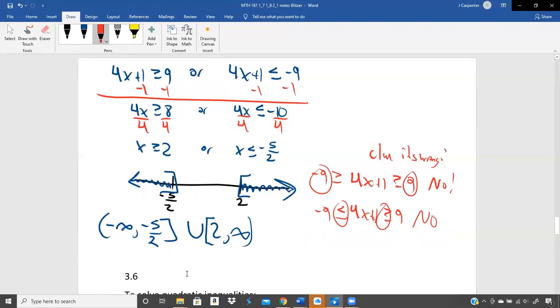Means we can move on to our final section for the first test, 3.6, polynomial and rational inequalities. So again, this is really like our new 1.8. That's what this is really about. This is what the textbook used to call 1.8, which we feel it should still be 1.8. So we're doing it in that section anyways. There is no 1.8 in the text now, I believe.